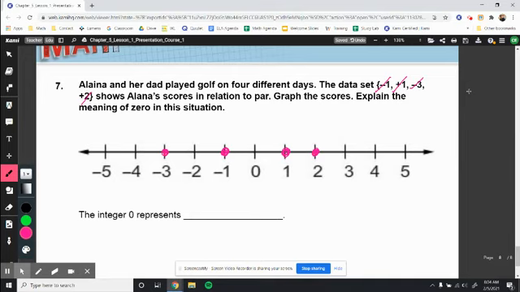So this is what my graph looks like. The integer 0 represents par. Par in golf is like saying it's average. Well, it's usually whatever you need to get when you're on a certain golf hole. For example, if I have a really tough golf hole, I could have a par of 5, which means that I will take 5 swings to get to the hole. If I don't, then I get marked more points, and that's not good.